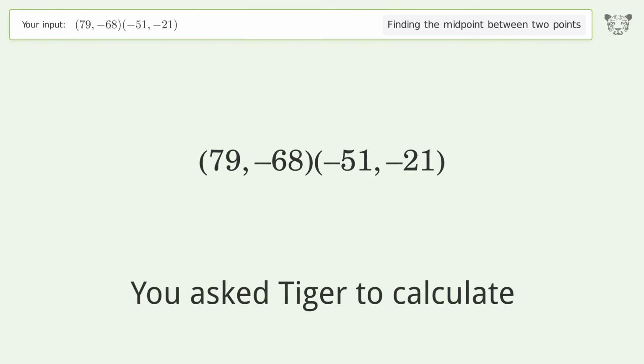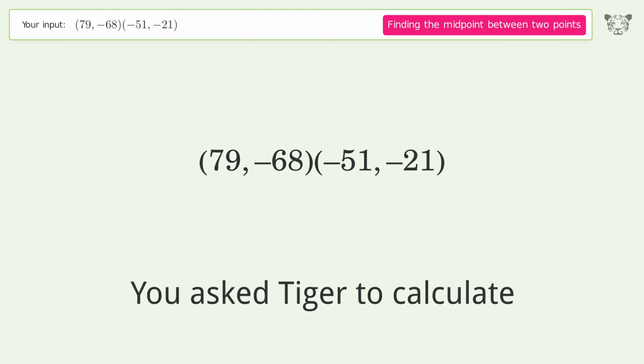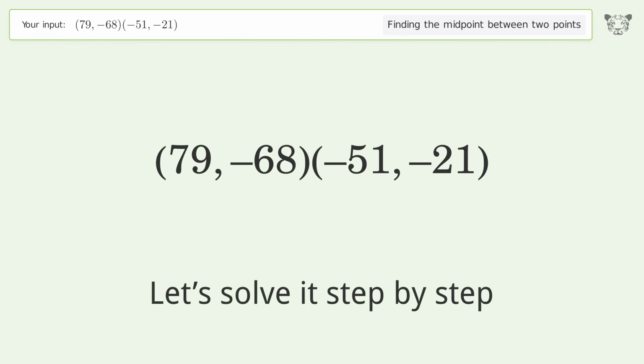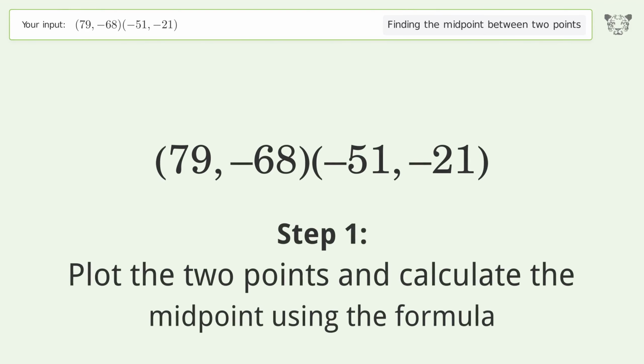You ask Tiger to calculate. This deals with finding the midpoint between 2 points. The midpoint between the 2 points is 14, negative 44.5. Let's solve it step by step. Plot the 2 points and calculate the midpoint using the formula.